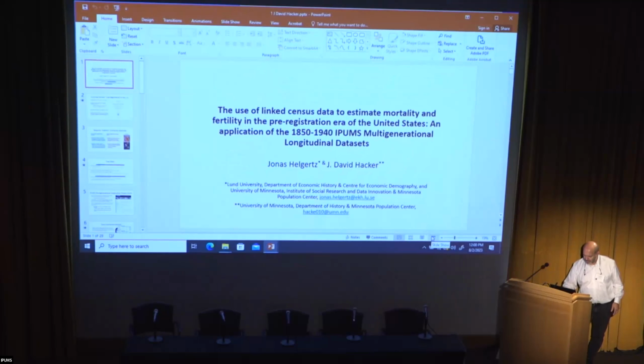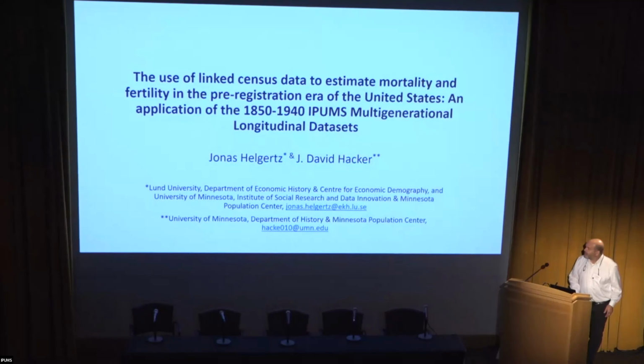Okay, this is a paper that's co-authored with Jonas Helgertz at Lund University and the Minnesota Population Center. We're using our new linked multi-generational longitudinal panel data from 1850 to 1940 to estimate child mortality at the very local level and producing, I think, about 100,000 new life tables. We're creating a database that people can use if they're interested in early life conditions and access.